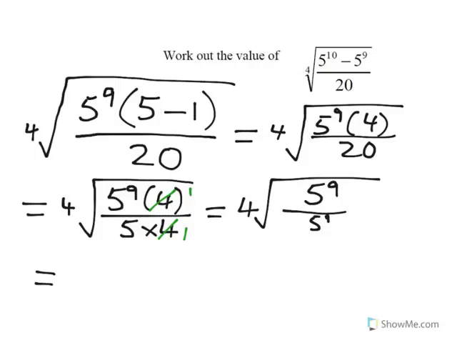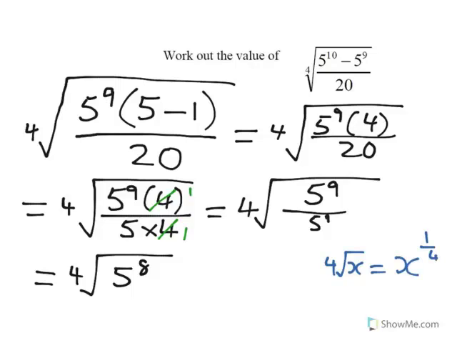Now when you divide numbers in the same base, you subtract the powers. So it's the fourth root of 5 to the 9 minus 1, which is 8. Now the next thing you need to know is that the fourth root of x means x to the power of a quarter. So using that rule or law or definition, we can say it's 5 to the 8 to the power of a quarter.